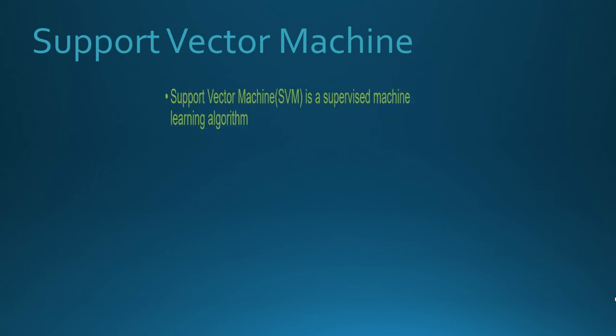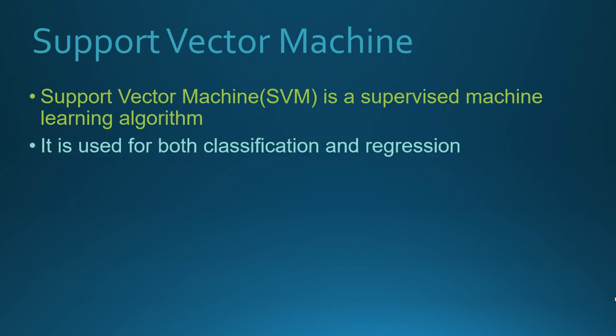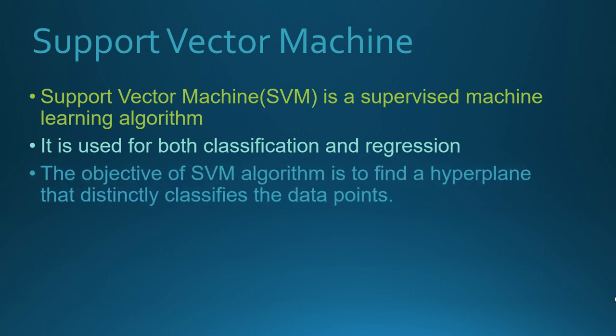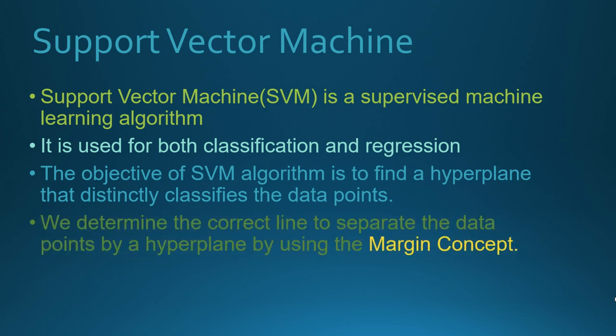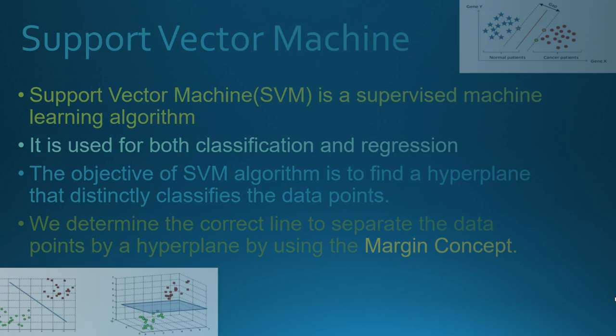Support vector machine. Support vector machine (SVM) is a supervised machine learning algorithm. It is used for both classification and regression. The objective of SVM algorithm is to find a hyperplane that distinctly classifies the data points. We can determine the correct line to separate the data points by a hyperplane using the margin concept. This is a picture of how we use support vector machine.